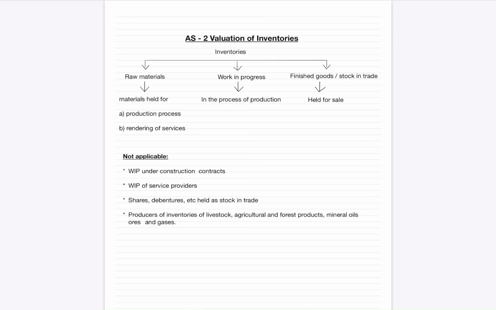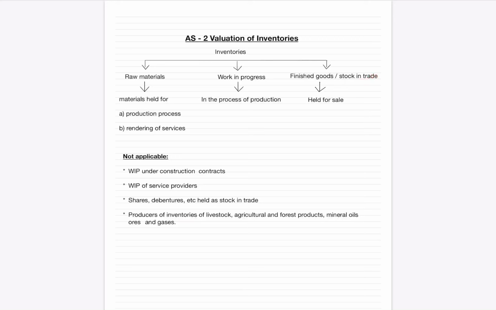So what is meant by raw material? It is a kind of inventory held in business for further production process or rendering of services. Work in progress refers to those which are in between the production process. Finished goods or stock in trade are those which are held in the business for sale.